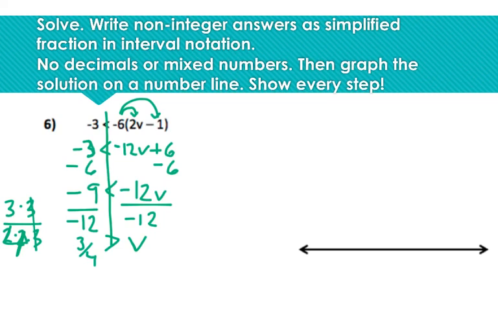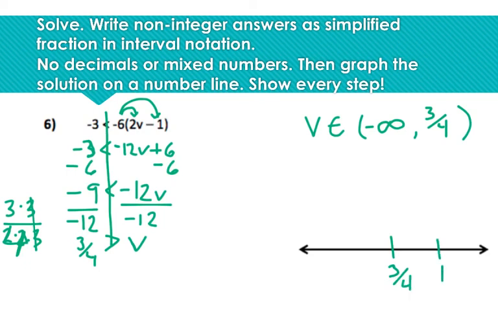Putting in interval notation, v is an element from, it's less than, so negative infinity to 3/4, but we're not including it, so parenthesis. On our graph, 3/4, so we're going to have 1 to the right and 0 to the left. We're going to have an open circle, arrow going left to negative infinity.